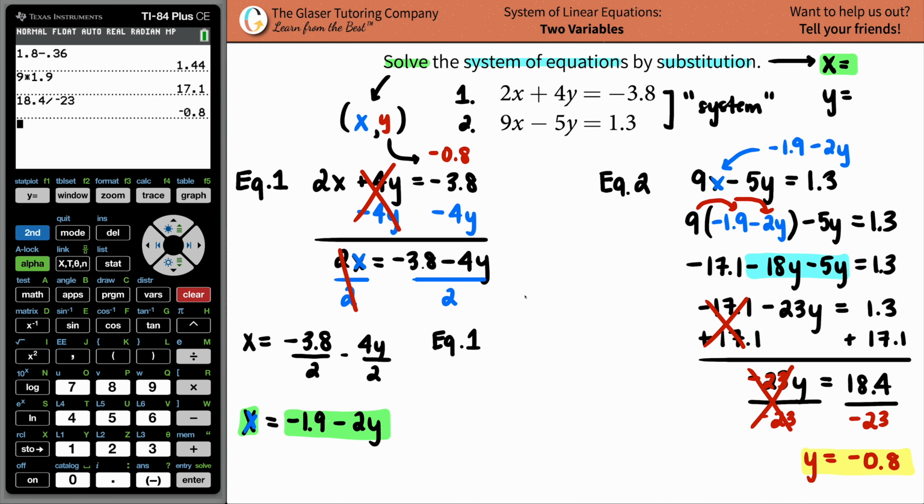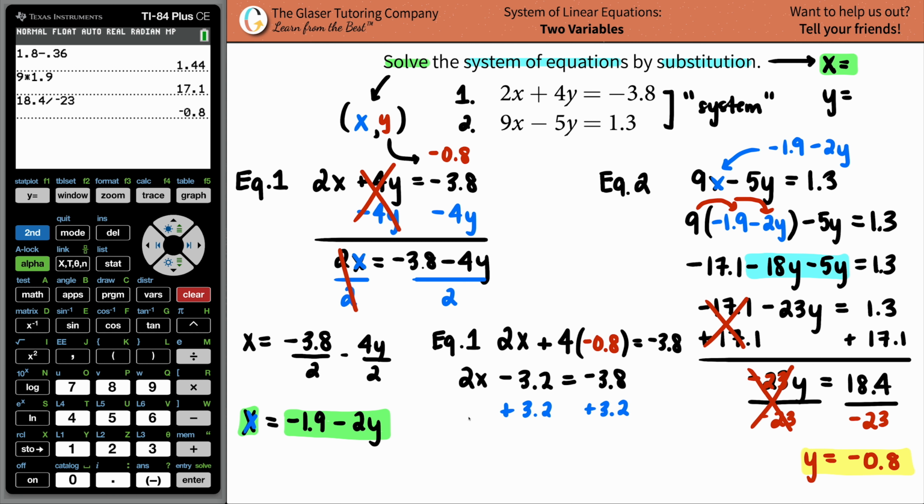Okay, so equation 1, we have 2x plus, now we know that we have 4 times that y value, which is negative 0.8. And then this has to equal negative 3.8. So then we have 2x. Now 4 times 8 is 32, so this would be minus 3.2. Right, 4 and 8 is 3.2. Move the decimal over, okay. And then this is going to equal negative 3.8. Let's get that x by itself, so we're going to add 3.2 on both sides. We get 2x equals negative 3.8 plus 3.2, so there's a leftover of negative 0.6.